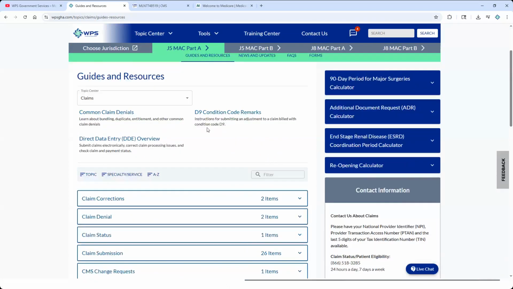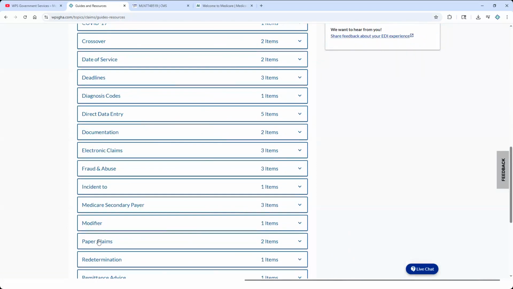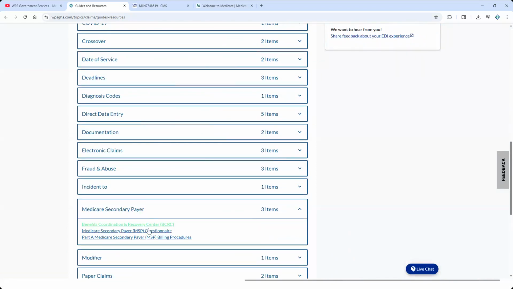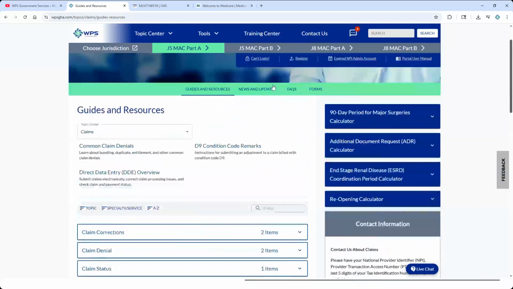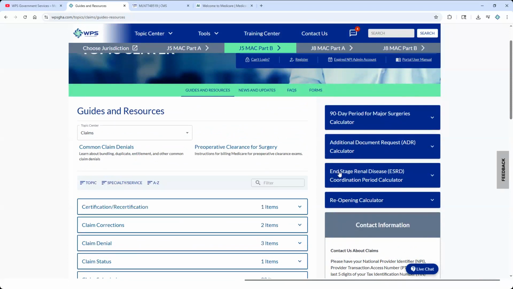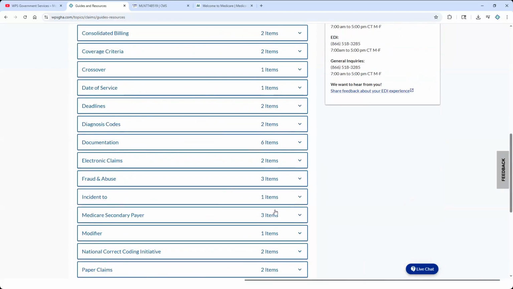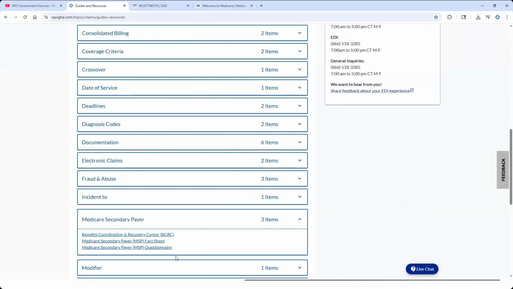Okay. In claims, we do have a category. If I scroll down and down and down, Medicare Secondary Payer Resources, and here are the three different things to look at: this MSP questionnaire and Part A billing. These are the two that can change a little bit. Scroll back up. If I flip this to Part B, it will keep the same information open. Scrolling back down, I still have three resources, but you will see we have a fact sheet versus a Part A billing. They both give the same thing. It's just what form do you bill on? What electronic equivalent do you bill on? That's why I always recommend making sure you're in the right line of business.